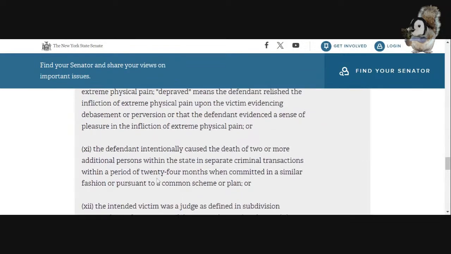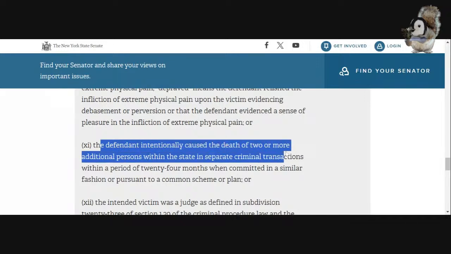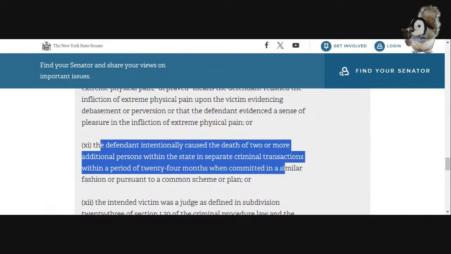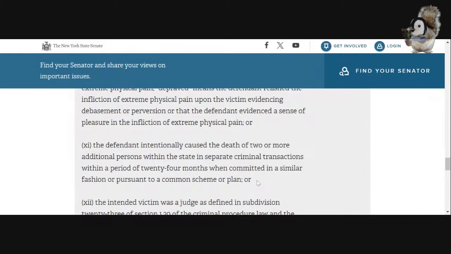The defendant, now this is really important, okay? The defendant intentionally caused the death of two or more additional persons within the state in separate criminal transactions within a period of 24 months when committed in a similar fashion or pursuant to a common scheme or plan. Now, at least with Lisk, I know that is why they were waiting on, if anyone remembers, some of the DNA testing to come back with some of those cold cases, I guess, because there were these other unidentified remains in the same area. And the same area being important, right? Because remember, pursuant to a common scheme or plan.